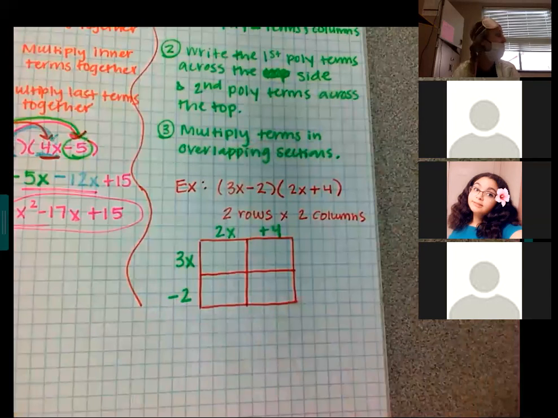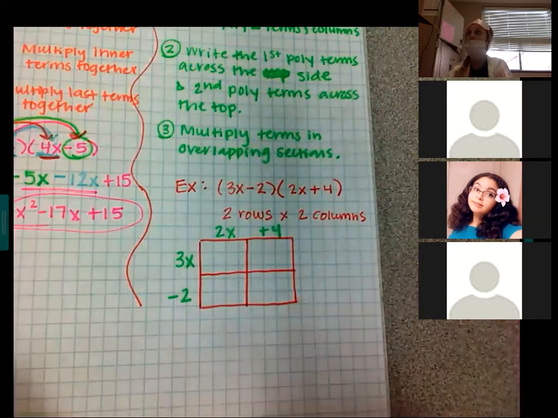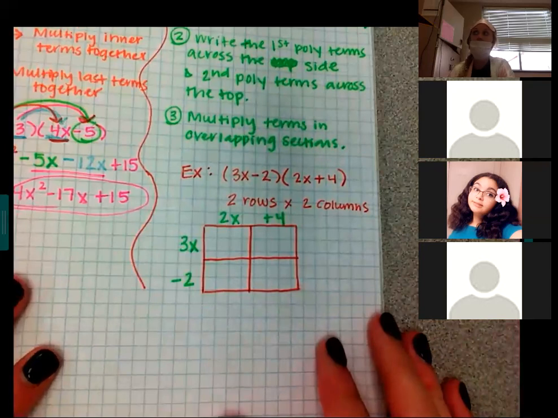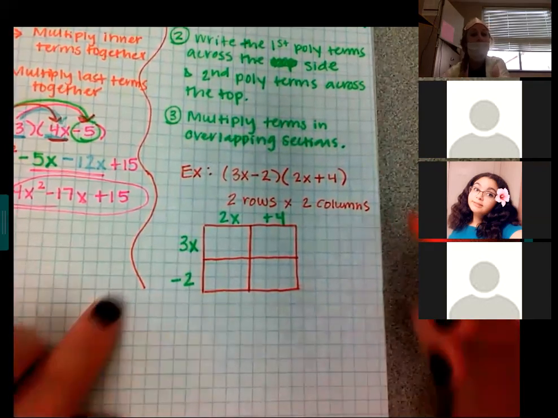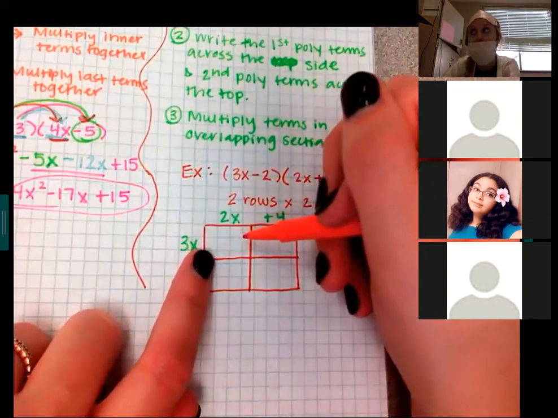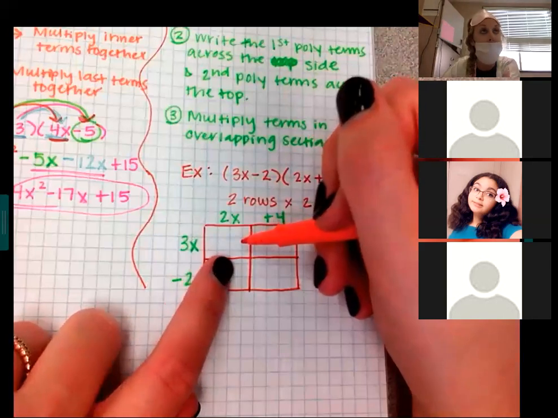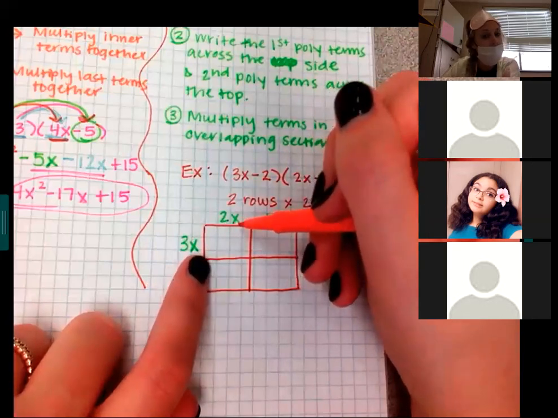What's your third step say we're going to do now? You multiply in the boxes. So everybody look at this first part. I like putting it at the top because I put my answer underneath. All right, everybody look. You're going to multiply in the overlapping sections. So in this first box, what two things overlap? 3x and 2x. Good, 3x and 2x. What's 3x times 2x? 6x.